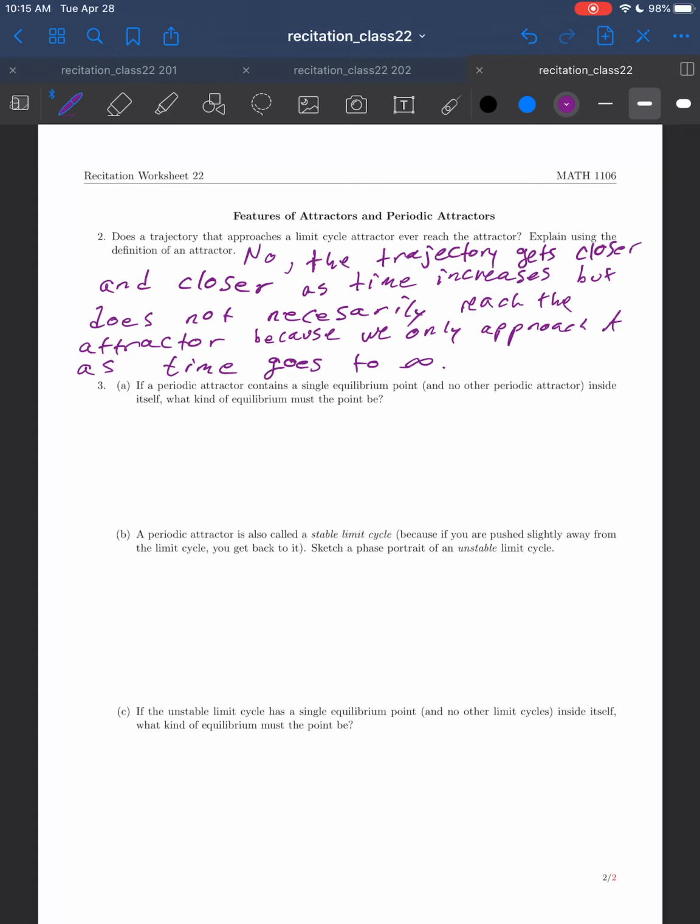This does mean that eventually we will be so close to our attractor that we have no way of really telling them apart. So in real life, when you have to measure or count things, we'd get so close that we'd never be able to tell that we weren't on our limit cycle. So we can still use the limit cycle for modeling, but technically speaking, we haven't actually gotten there.